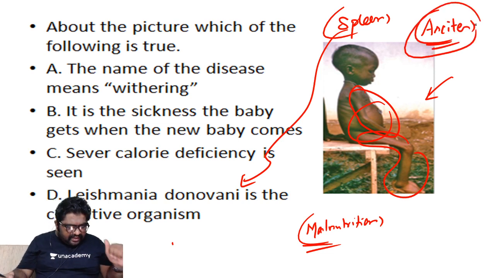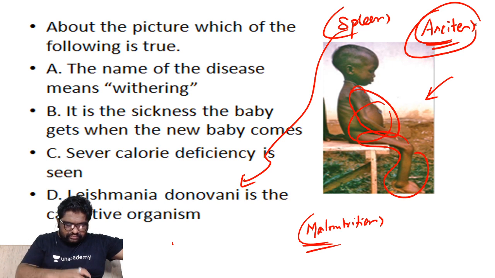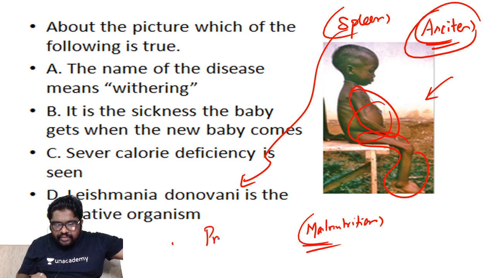And please tell me, people, if it is ascites, what kind of deficiency will be more common? Is it the protein or the calories, people? You can try giving an answer. In case of ascites, what do you think is more commonly deficient? Excellent. Phoebe Buffet and Gopikashri, you got the right answer. It would be protein deficiency.